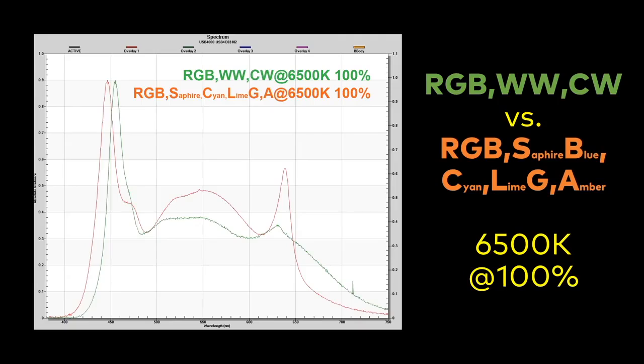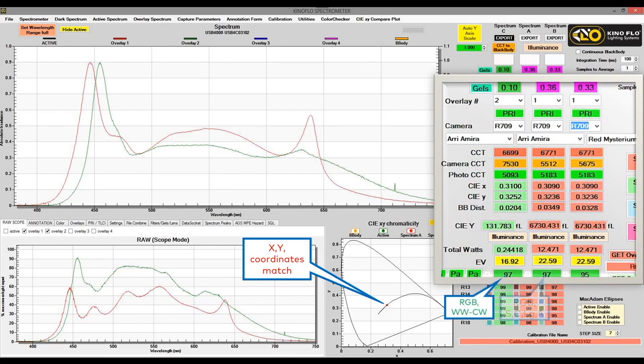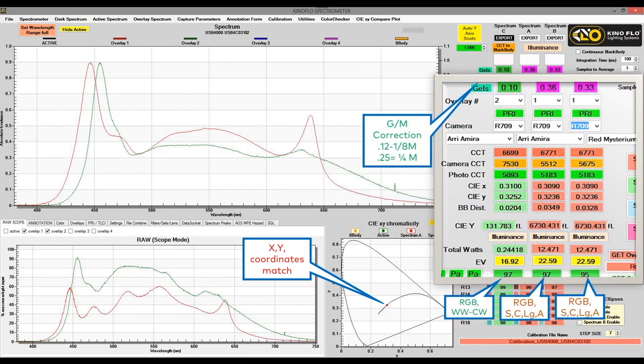And if we look at the same in daylight, XYs match, PRIs look pretty decent. And over here we see some huge differences. So over here, we're now seeing as much as 1/8 and 1/4 magenta correction. And previously, in tungsten, this was a 0.07, no correction necessary. Now suddenly we're seeing it go way the hell up.